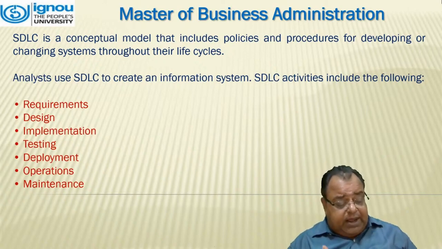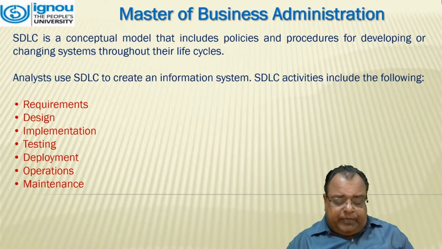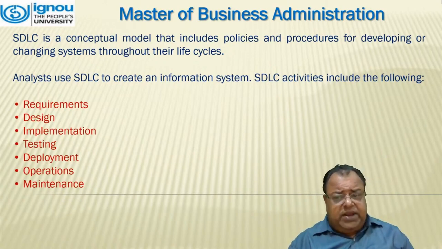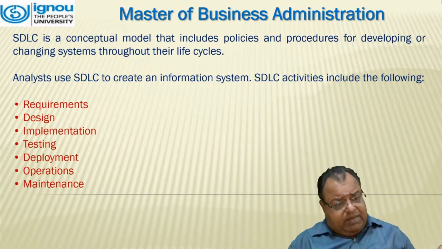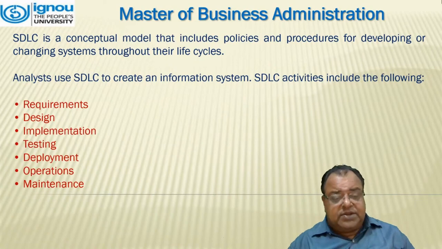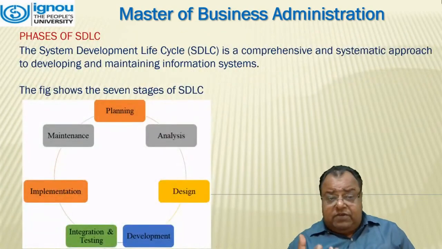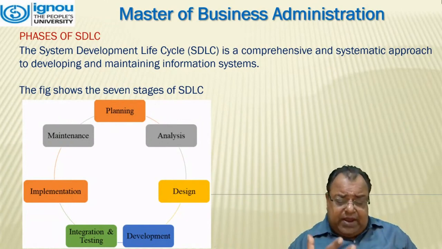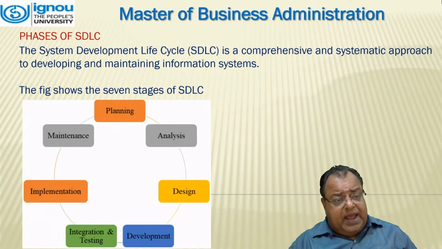Analysts use SDLC to create an information system. SDLC activity includes requirements, design, implementation, testing, development, operations, and maintenance. What are the phases of SDLC? The system development lifecycle is a comprehensive and systematic approach to developing and maintaining information systems.